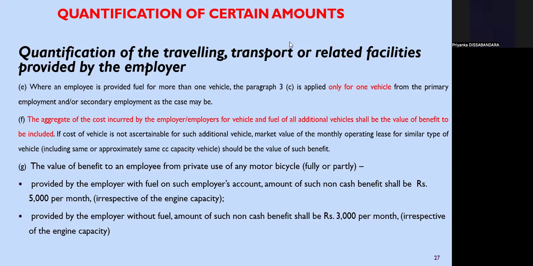Here, if the cost of the vehicle is not ascertainable for such an additional vehicle, the market value of the monthly operating lease for a similar type of vehicle should be the value of such benefit.